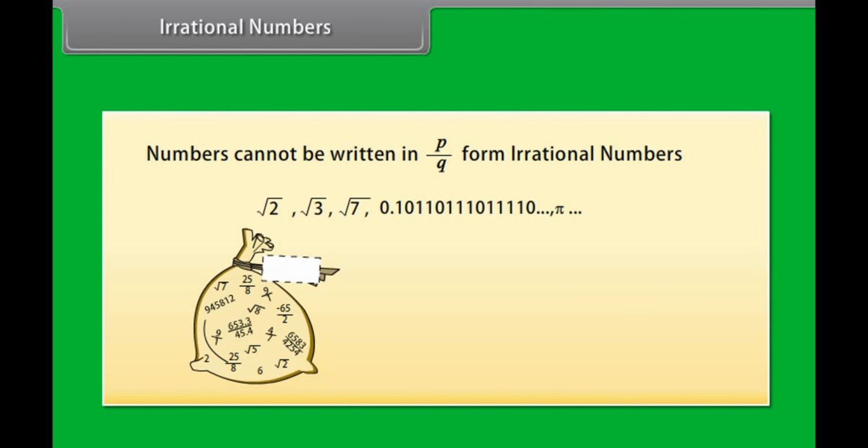If we collect all the rational numbers and irrational numbers and put them in a bag, then there will be no number left on the number line. And we call this collection real numbers. Therefore, a real number is either rational or irrational.